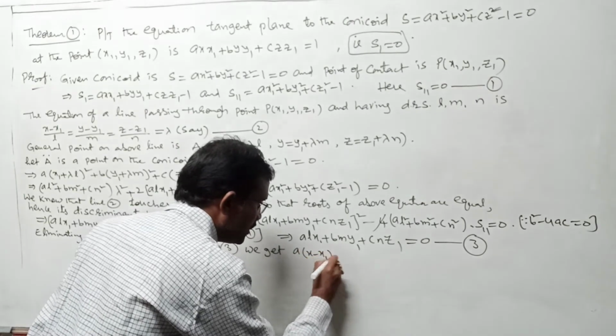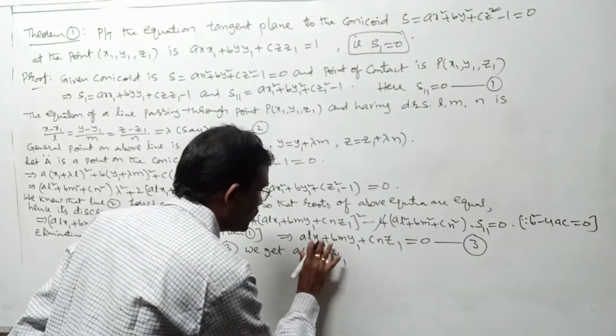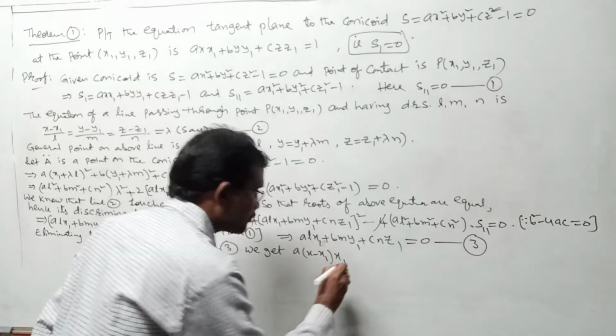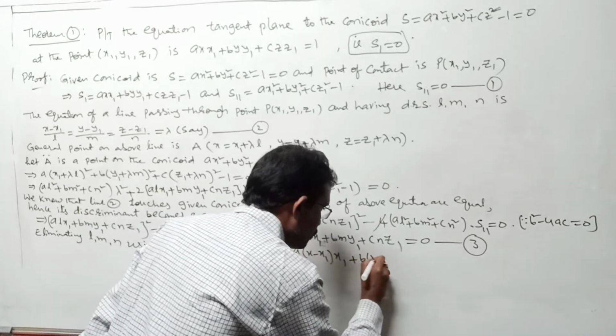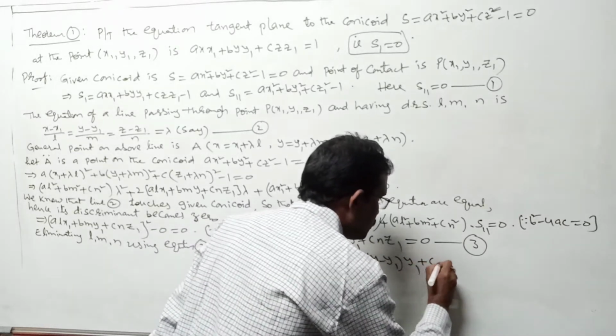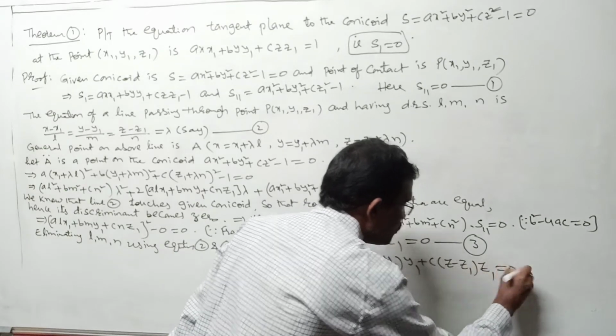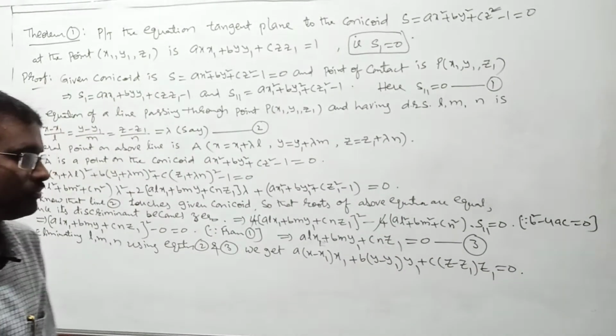X minus x1 into this x1 I am writing. Instead of L we are writing as what? X minus x1 plus B into y minus y1 into y1 plus C into z minus z1 into z1 is equal to 0. Like this you can eliminate L, M, N.